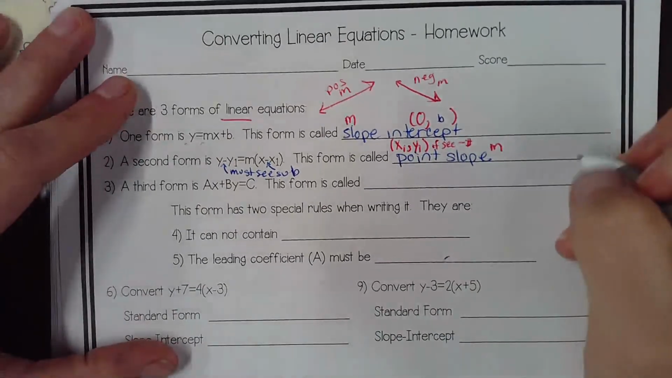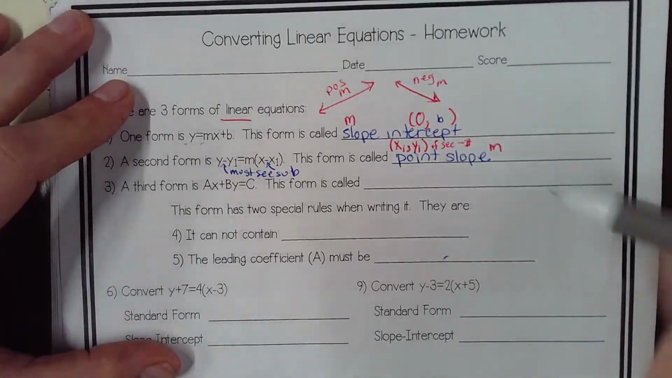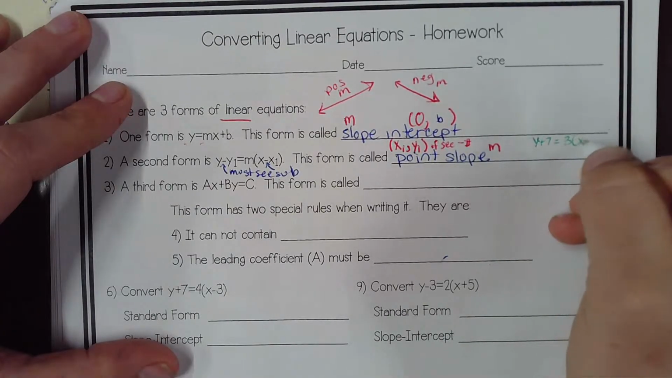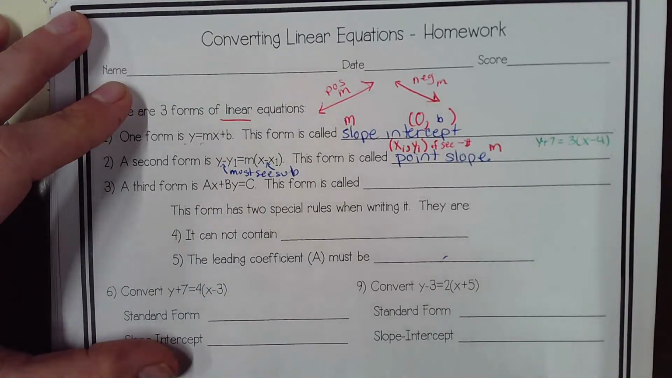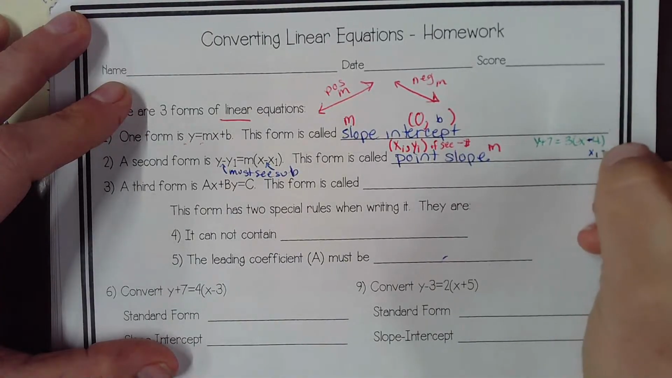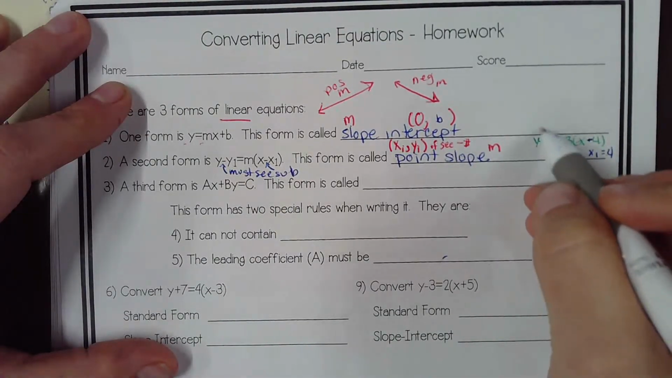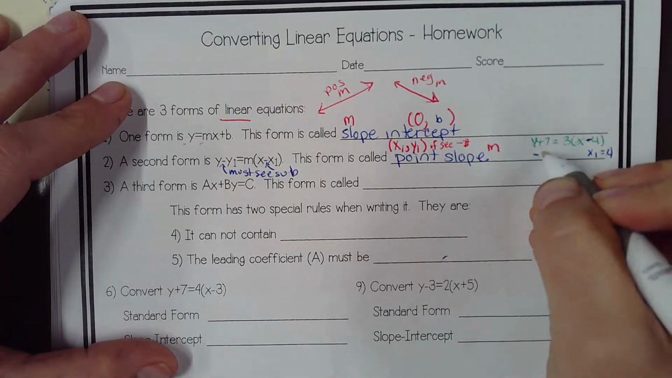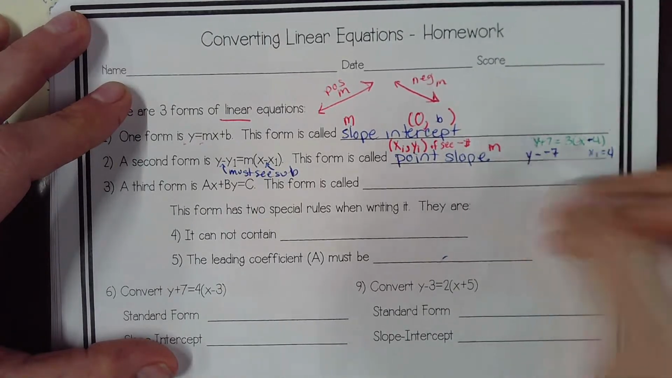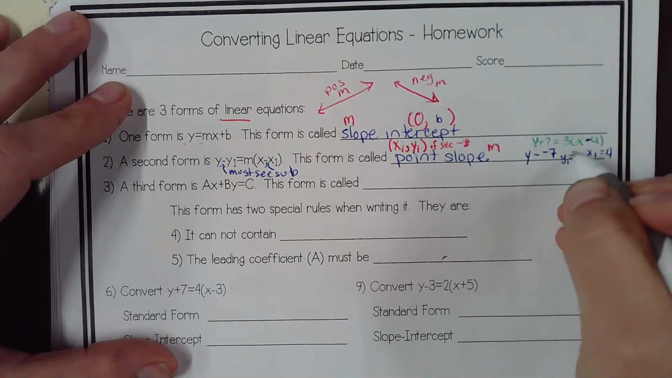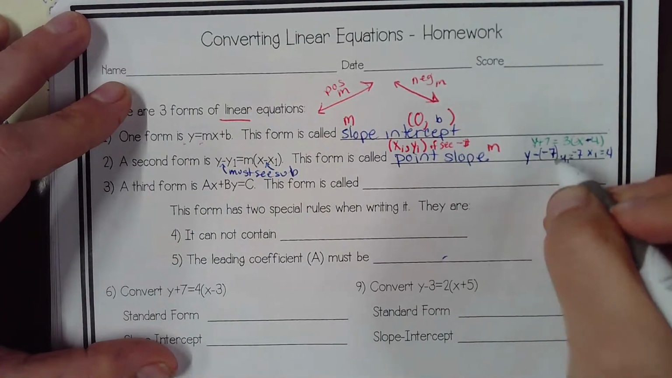So for example, if I had y plus 7 equals 3 times x minus 4, I have a subtraction here. So my x1 is 4. I don't have a subtraction here. So I would change this to minus -7, which would give me that my y1 is -7.